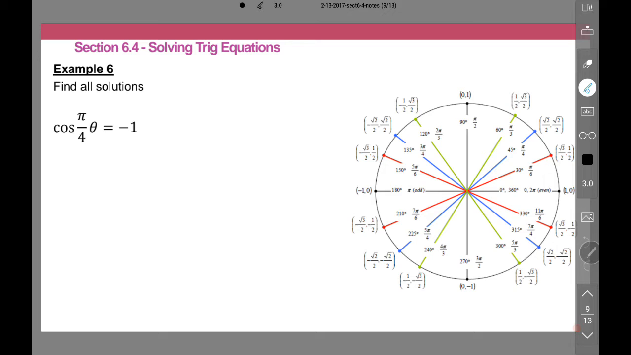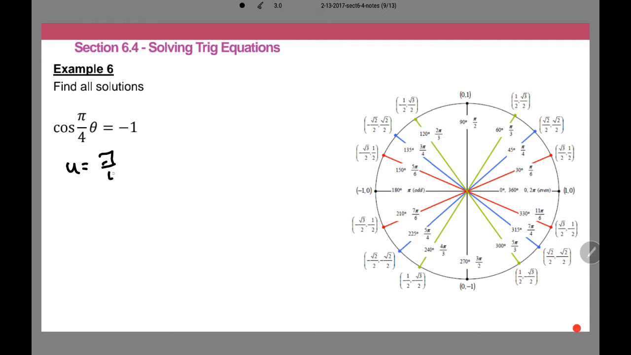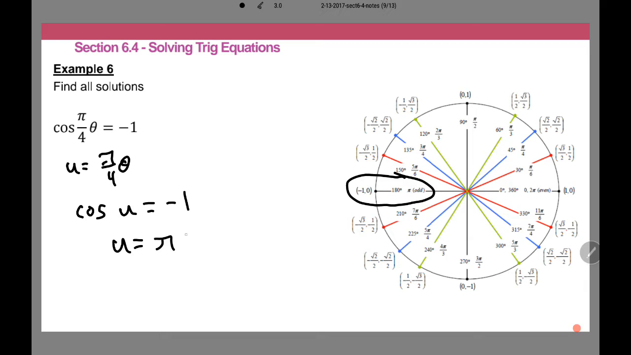So here it says find all solutions again. So here I don't have to do anything. I've got cosine of pi over 4 theta equals -1. I don't have anything to change first. I just go with this. I do need to change that pi over 4 theta into another variable just to replace it and make this cosine of some number equals -1. Alright. If we go to our unit circle, there's only one spot where the cosine is equal to -1. So that means u is equal to pi plus however many times we go around the circle, 2k pi.